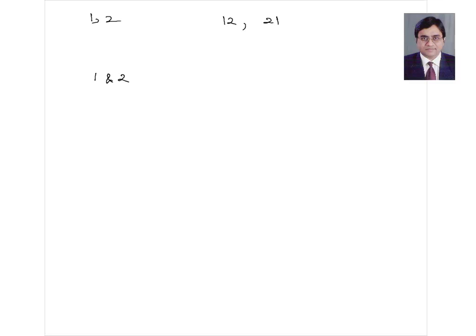Using 1 and 2, you can make two numbers, 12 and 21. But if you just want to have a group which contains both of them, then the group is only 1. That group contains both 1 and 2. That's it. Whether you call that group 12 or you call that group 21, the group is having both of them. It is just one group which contains both the numbers.